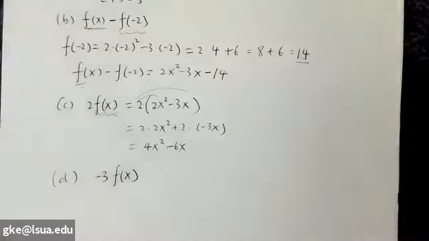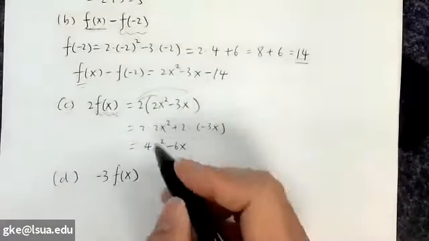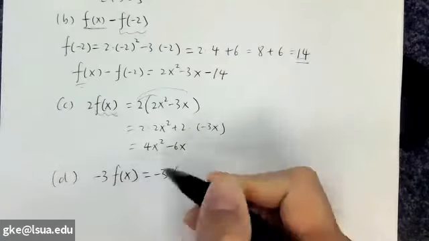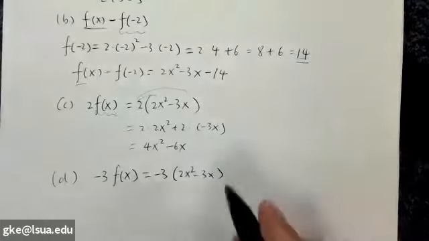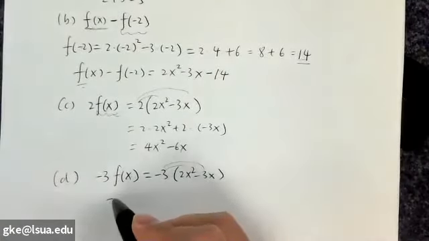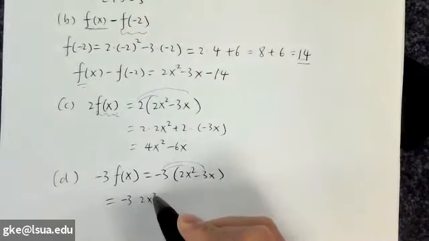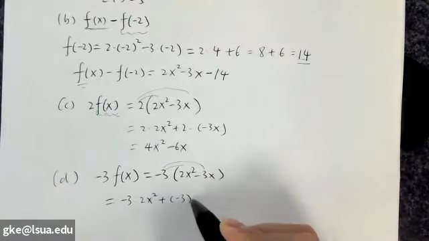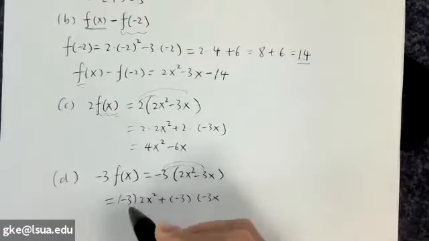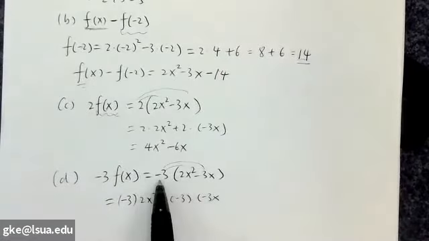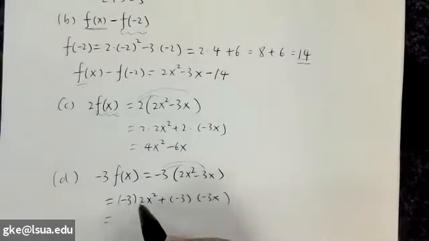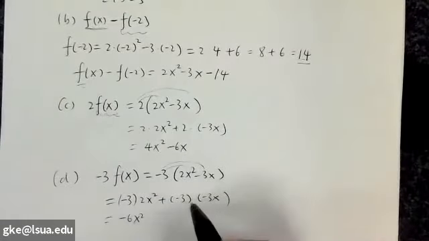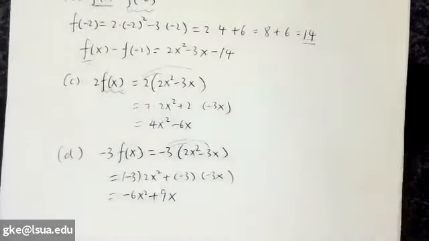Okay, let me do it on the board. Negative 3 times what? Plug in, and we use distribution, right? Negative 3 times 2x squared plus negative 3 times negative 3x. So negative 3 times 2x squared is negative 6x squared, and negative 3 times negative 3x is 9x. Okay, that's it.